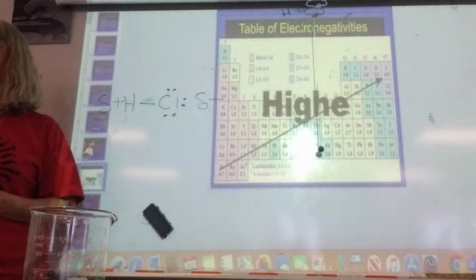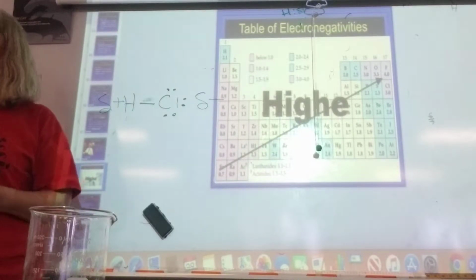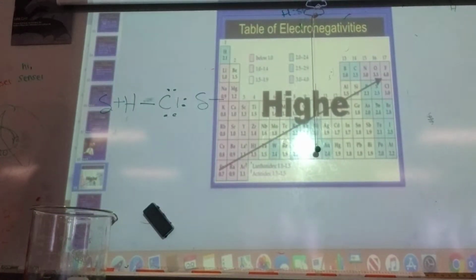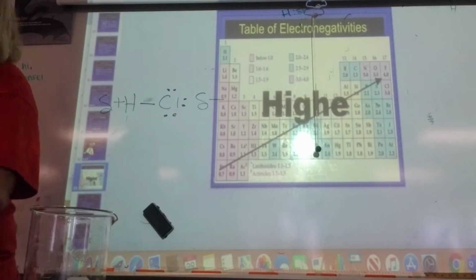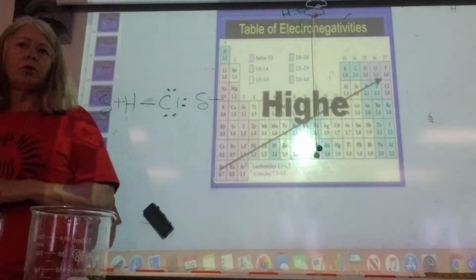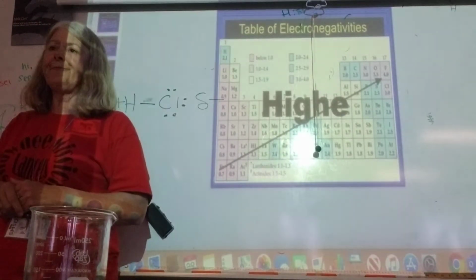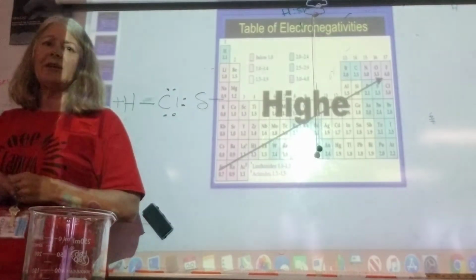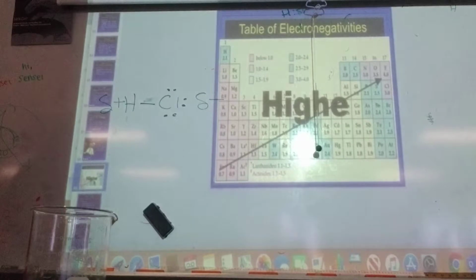Do you agree? I've seen tables where the difference that's required for ionic is as high as 2, and I've seen it where the difference is as low as like 1.7. So there's not like a set number that's ionic in character. Is that clear to everybody? So as you move on in your world of science, you might see different tables where they have a different scheme of classification. Just use whatever you're given.